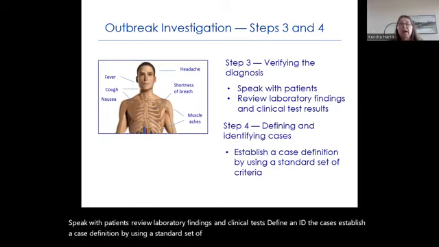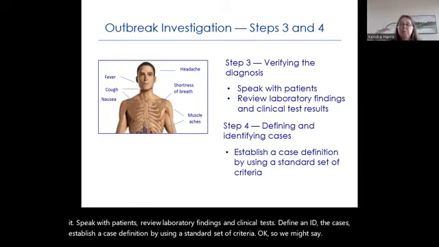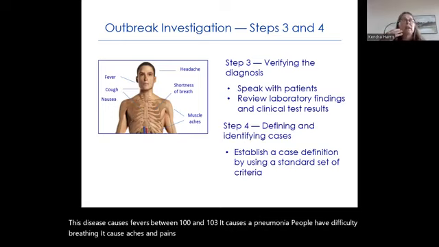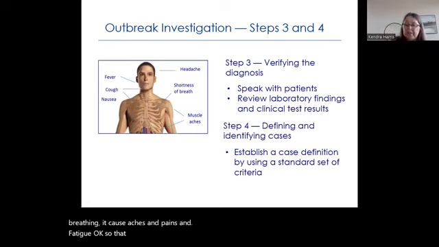Okay, so we might say, this disease causes fevers between 100 and 103. It causes a pneumonia. People have difficulty breathing. It causes aches and pains and, you know, fatigue. Okay, so that might be our definition. So we're looking for people with those 4 symptoms or 4 signs.